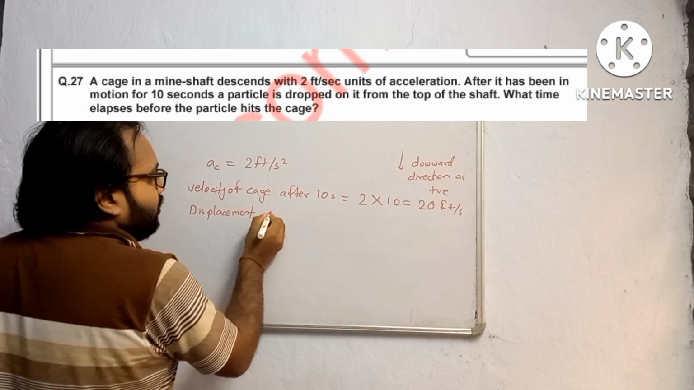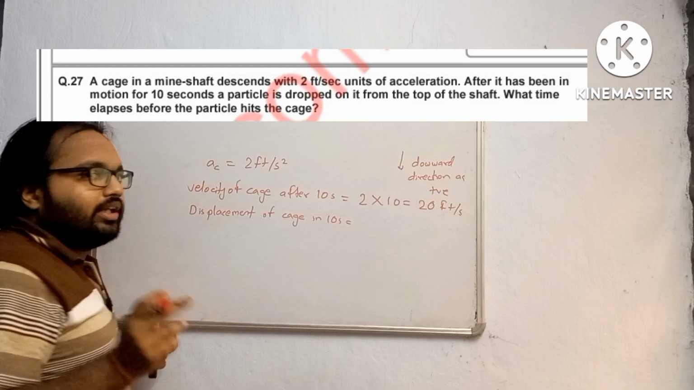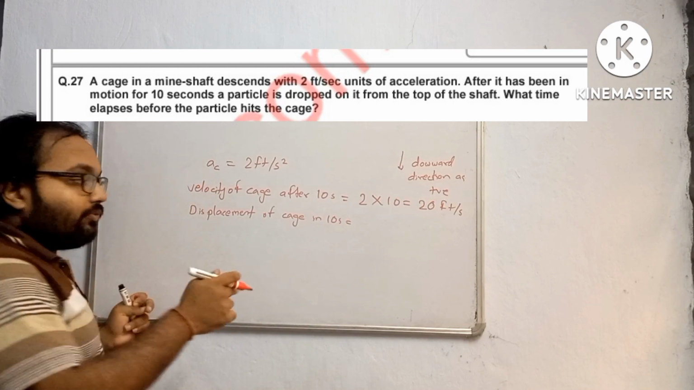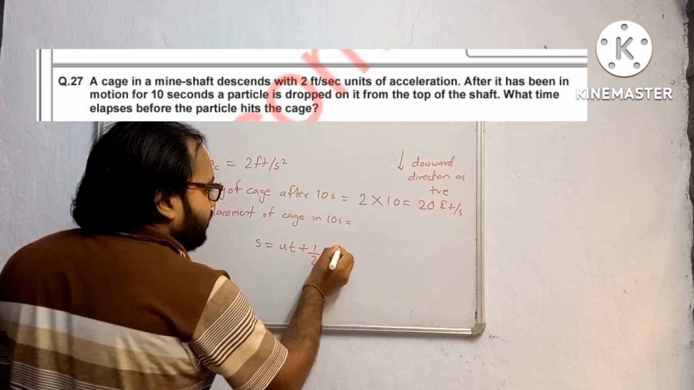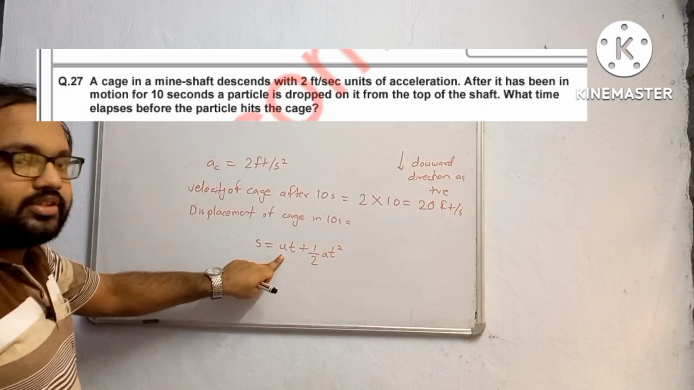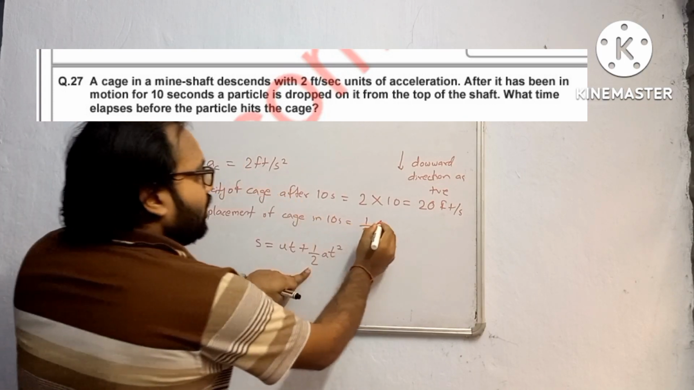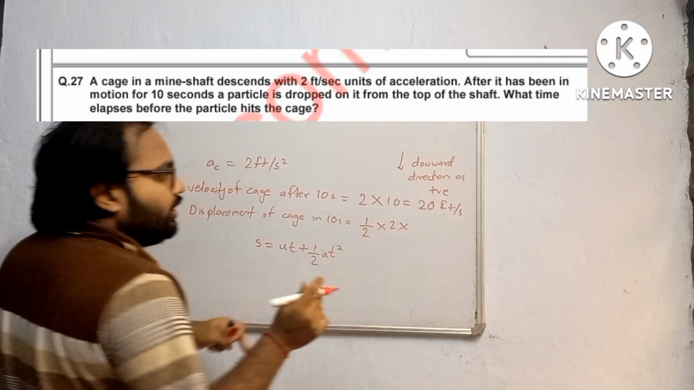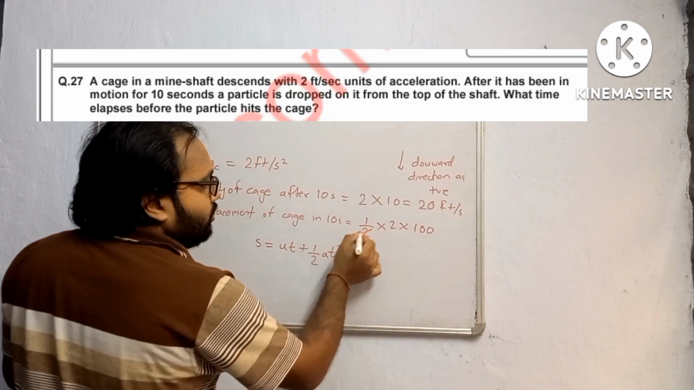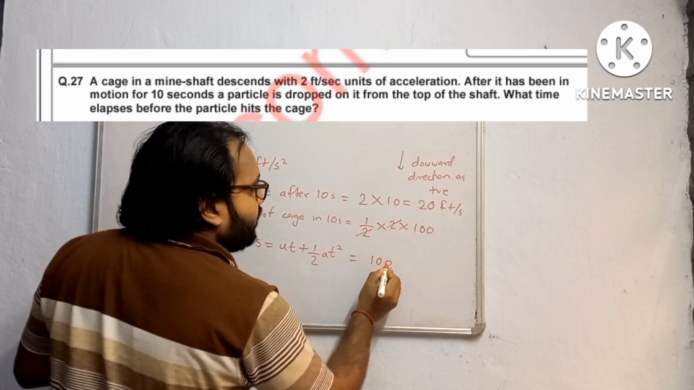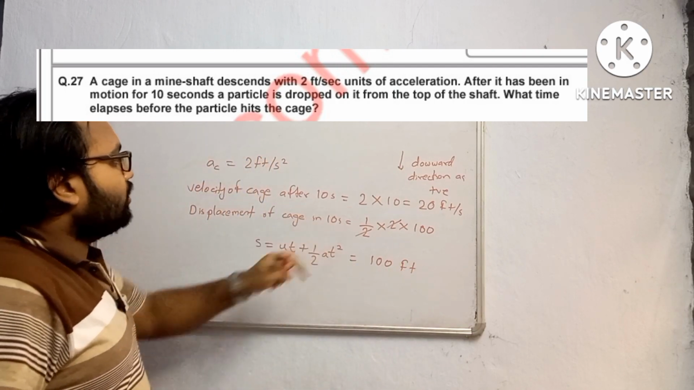Displacement of the cage in 10 seconds. In 10 seconds, where will it be? S is equal to ut plus half at square. We know S is equal to ut plus half at square. So ut is 0, half a we will write, half a is 2, half into a into t square. Time is 10 seconds, 10 square is 100. The 2 gets cancelled. You will get 100 feet. The unit here is feet. 100 feet displacement of the cage.